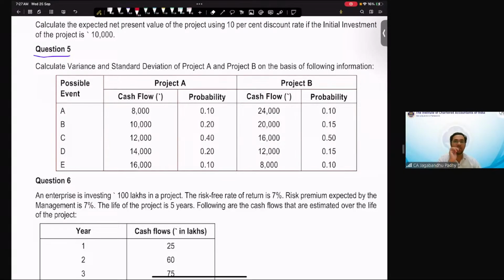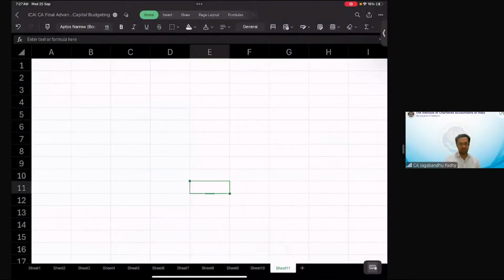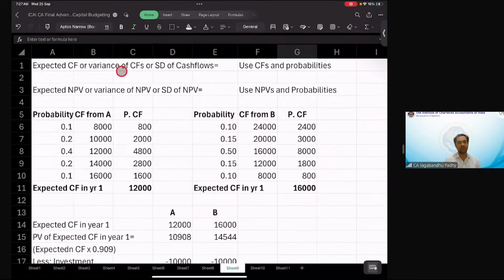Standard deviation of NPV or standard deviation of cash flows? Standard deviation of cash flows, because we have been given the set of cash flows with their probabilities. Remember, I told you at the very start of today's session that we are going to calculate the cash flow, variance of cash flow, standard deviation of cash flow when we have the probability and the cash flows, right? And NPV will be computed, expected NPV, expected variance or standard deviation of NPV, if you have the NPV data.